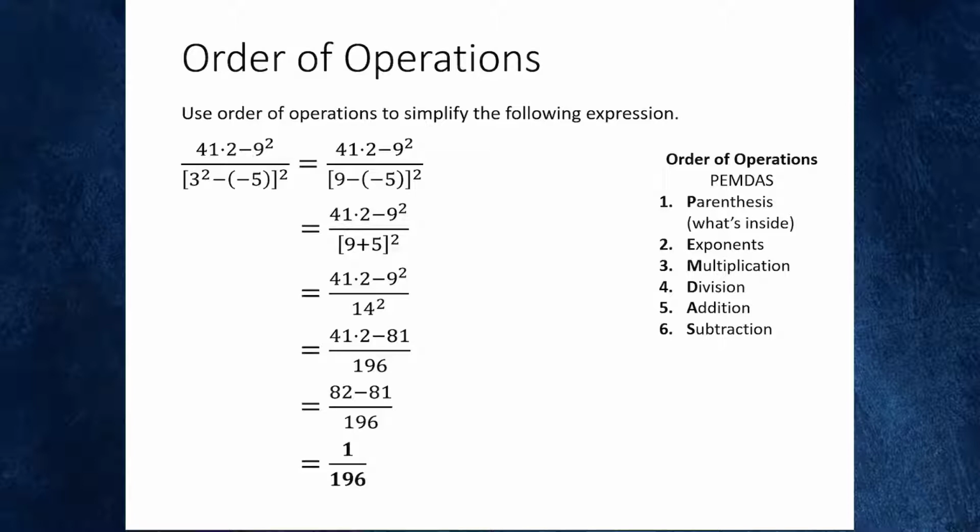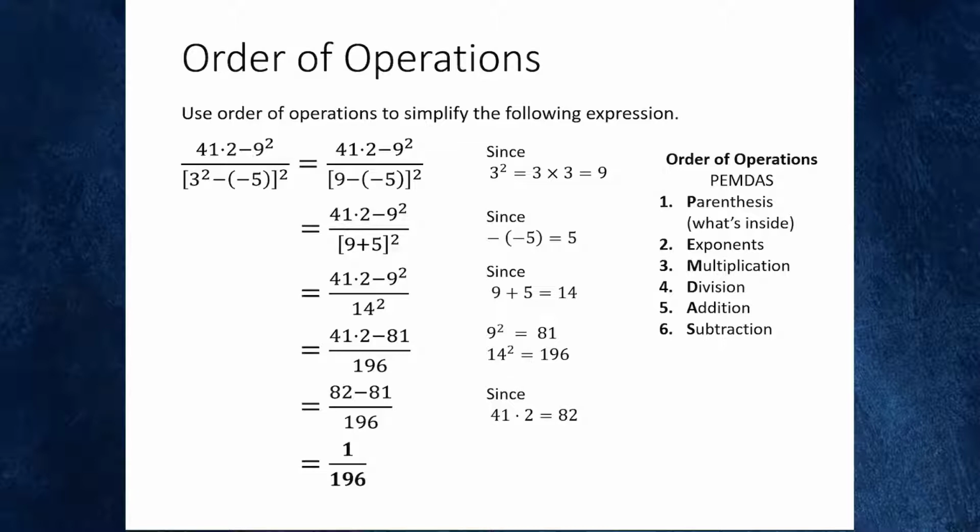So let's go through those steps one more time. First thing we did was we took care of what's on the inside of the parentheses. 3 squared to give me 9. Then negative 5 is positive 5. 9 plus 5 is 14. And then we square the 9 and square the 14. We multiply 41 times 2. And then we finally do the subtraction on top. And that takes care of everything by order of operations.